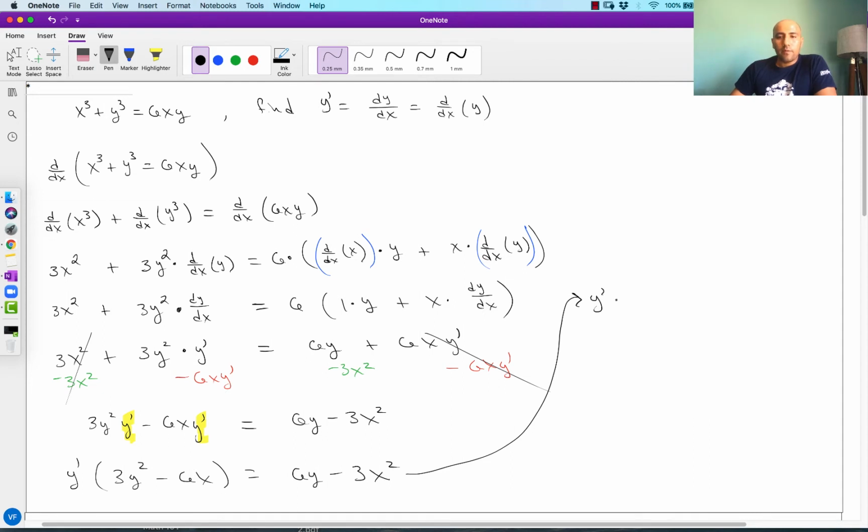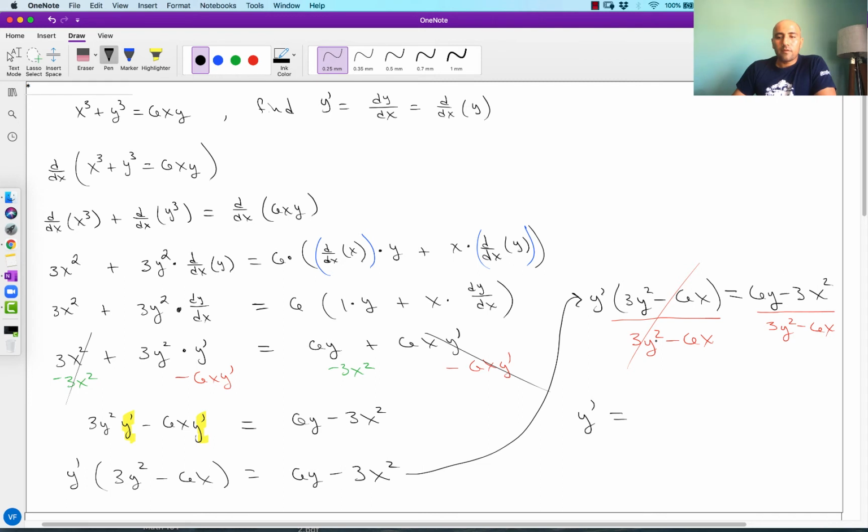So we have y prime times 3y squared minus 6x equals 6y minus 3x squared. And so now I just want to divide both sides by this little binomial. So divide this side by 3y squared minus 6x, divide that side by 3y squared minus 6x. And then here it'll cancel, become 1. And that's our final answer.